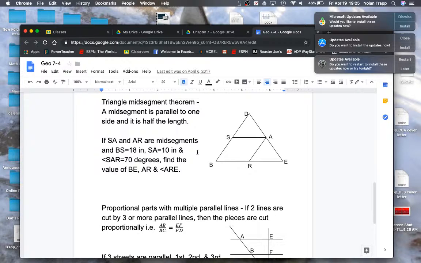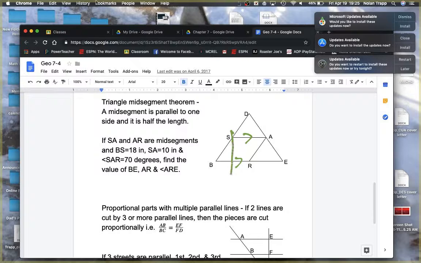Triangle mid-segment theorem. A mid-segment is parallel to one side, and it is half the length. You remember we talked about mid-segments, hopefully, in trapezoids? But you can see that if this is parallel to this, then it even kind of looks like it may be half the length, where this piece added together could be the whole one. Hopefully it looks that way at least. So it even tells us SA and AR are mid-segments. And we're told that BS right here is 18. And that SA is 10.